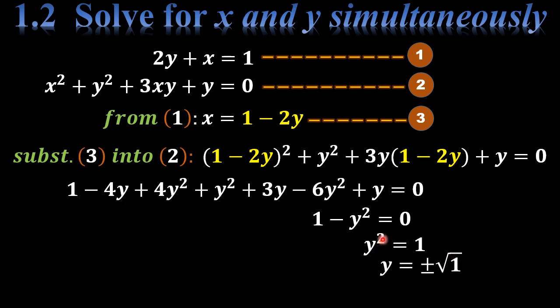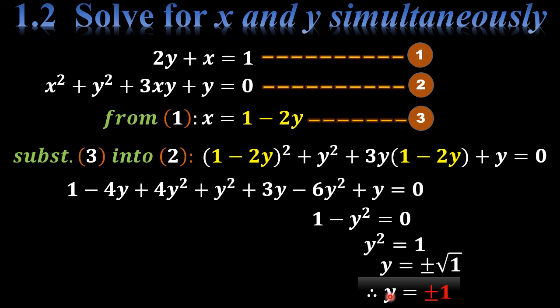And remember, the square that you see here indicates how many values of y you are supposed to get. If it was cubed, you have 3 values of y. If it is y squared, it's 2 values. If it is just y, you have only one value of y. So in this case, we'll have plus or minus square root of 1, which will be plus or minus 1.